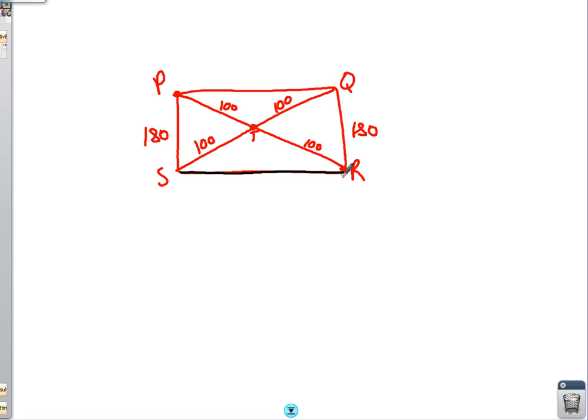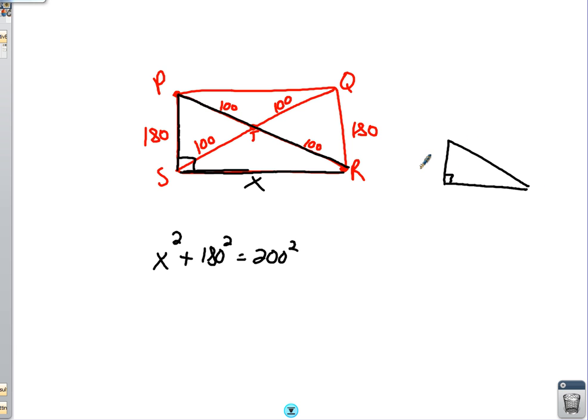Two words: Pythagorean theorem. You're given that this is 180, you're given that this diagonal is 200, and you're looking for this side length, which is x. You would do x squared plus 180 squared equals 200 squared. Again, word of advice, shrink this down before you do that. Let me draw it again. Over here to the sides, you have 180, you have x and 200.